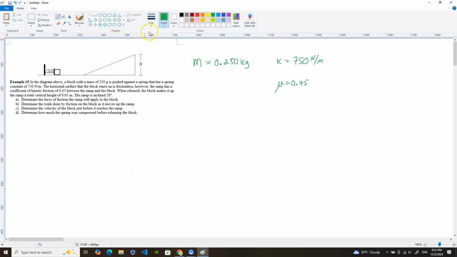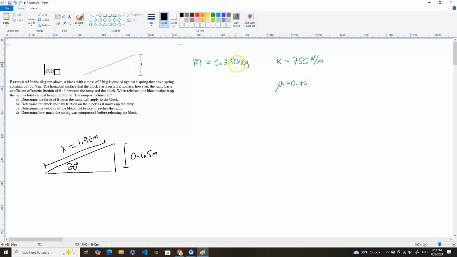So this is a little tricky about the ramp. It's going to make it 0.65 meters of vertical height, 20 degrees. Using SOHCAHTOA, I can figure out this distance x, which I will need for friction. So using SOHCAHTOA, it's going to be 0.65 divided by the sine of 20 degrees. I got 1.90 meters. So that includes my ramp, and then I think we're good to go.